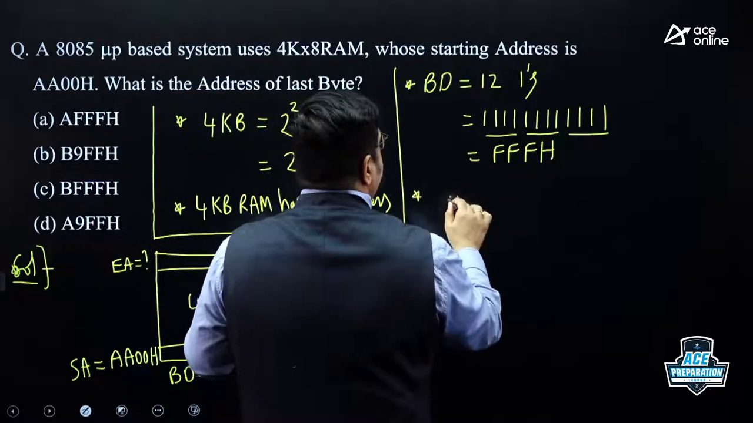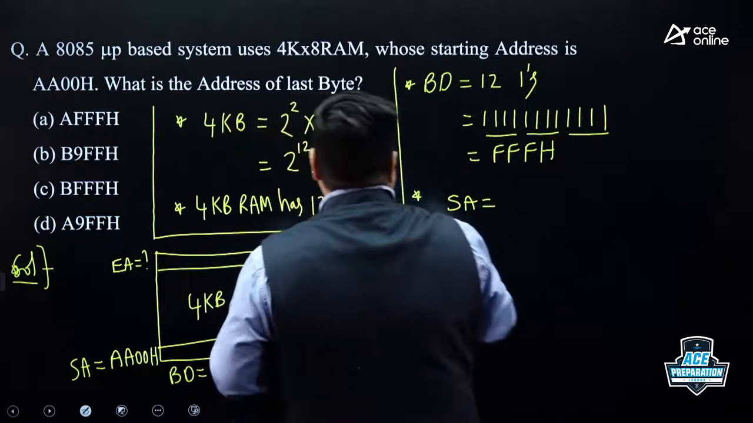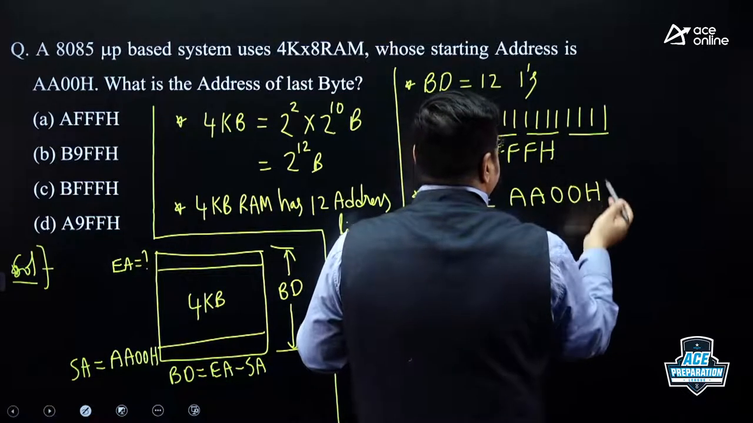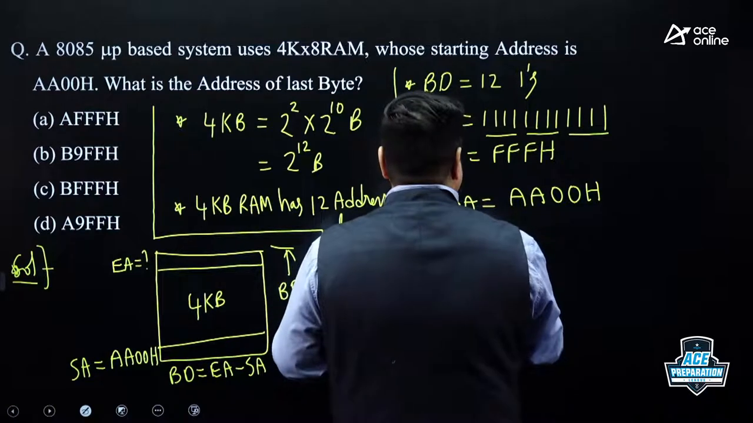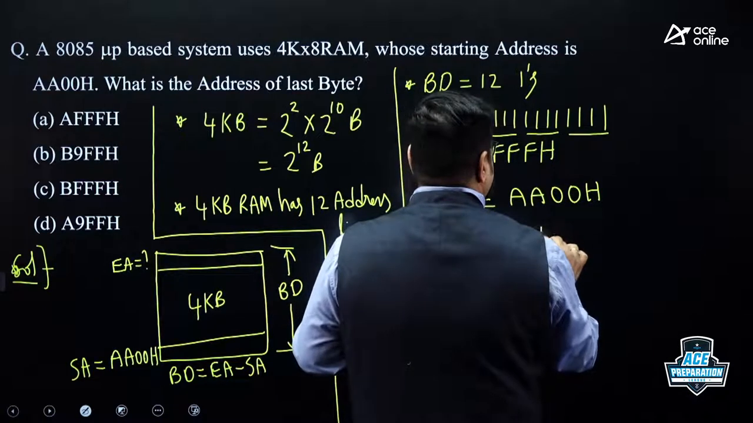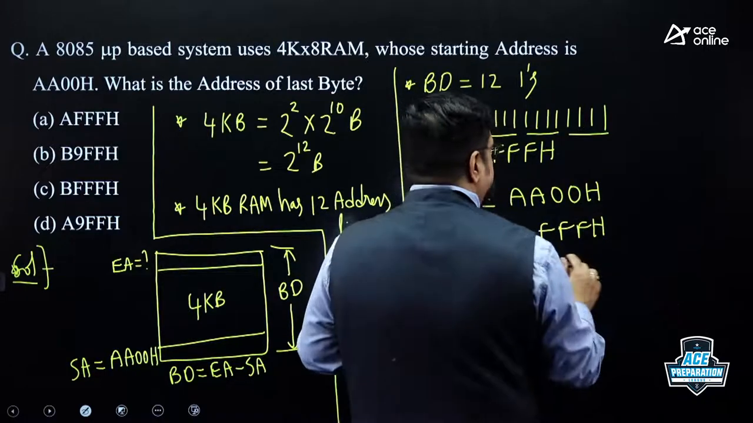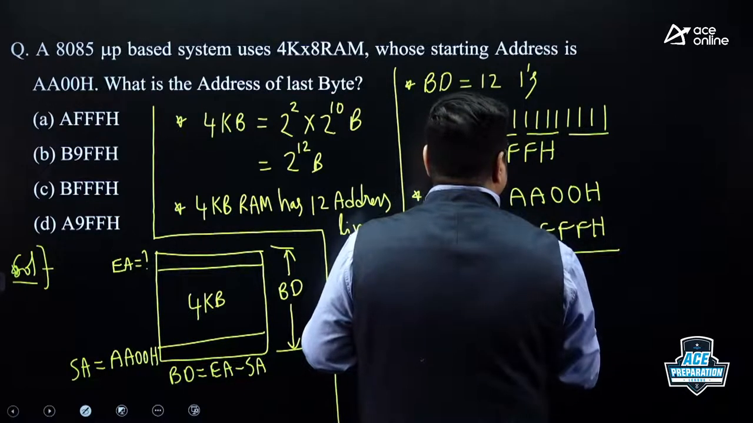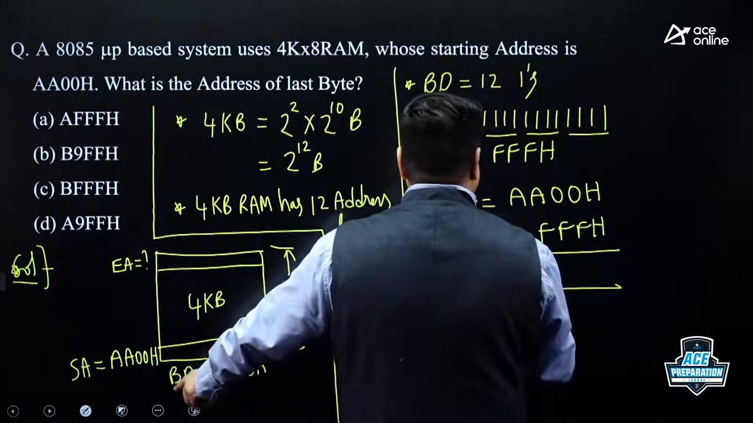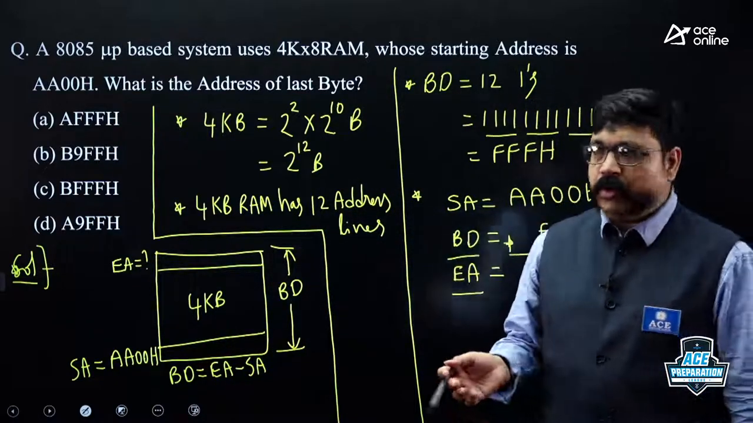Therefore, we got the byte difference. The starting address is given. What is the starting address? AA00 hexa. What is the byte difference? With respect to the size of the memory, I calculated the byte difference as F, F, F hexa. Every time, whenever it is 4KB, it is F, F, F. You add these two and you will get the end address. That is what the formula says. If you know hexadecimal addition, do it. If you don't know, please write it in binary.